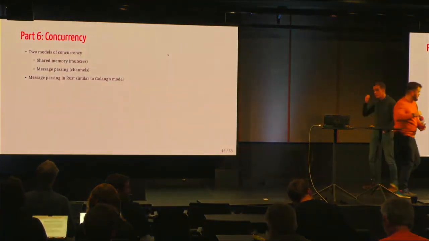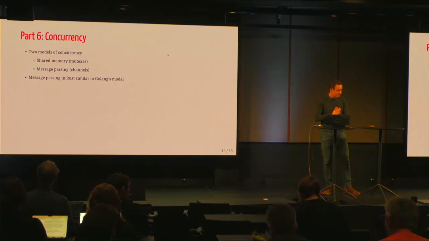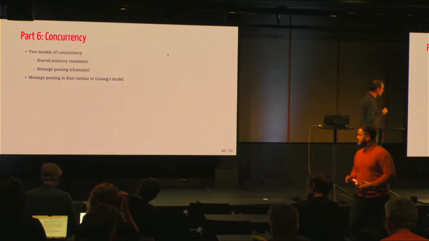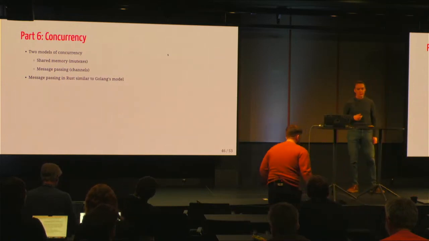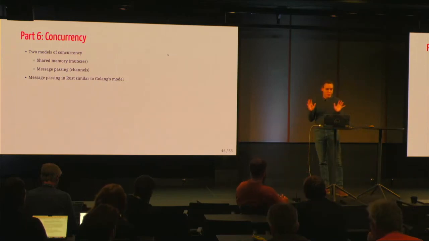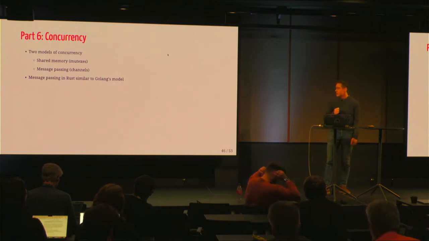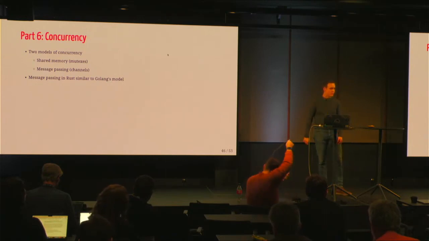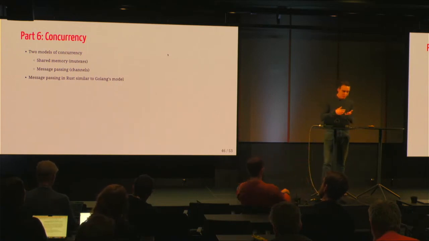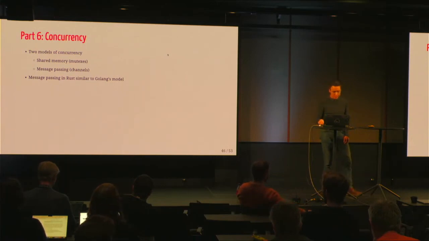Okay, part 6, concurrency. Historically, we've had two models of concurrency. Either shared memory, where you synchronize via mutexes and locks, or message passing, where you don't share anything, but you communicate via messages, and it's typically implemented via channels. Rust supports both of these, but for part 6 here, we want to use the message passing part. And message passing in Rust is similar to Golang, if you are familiar with that model.